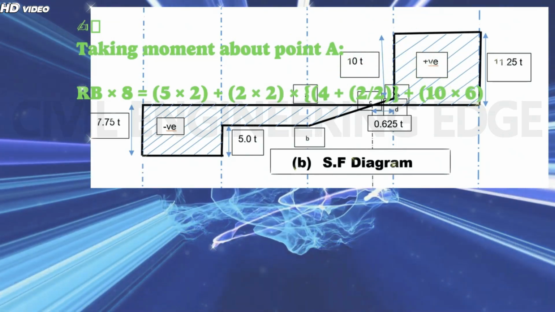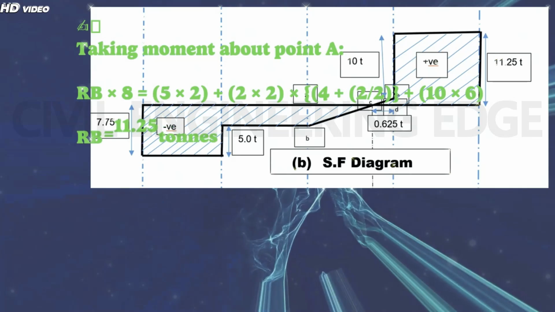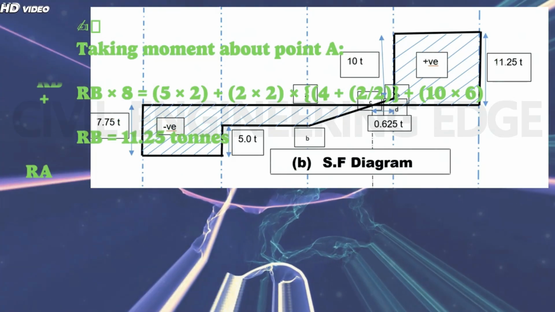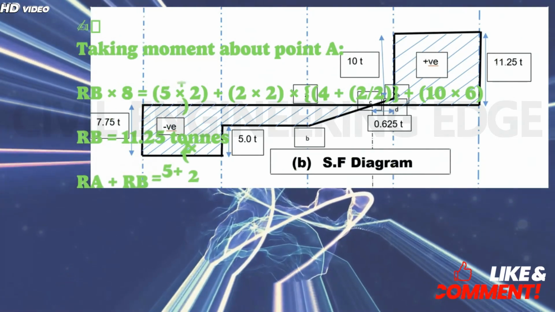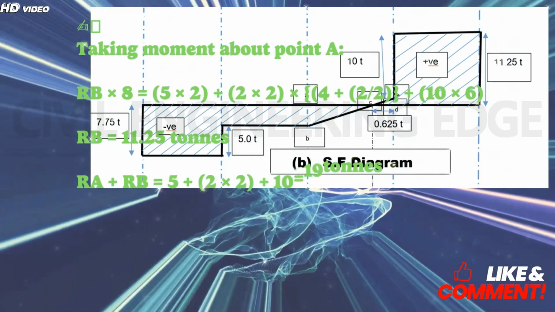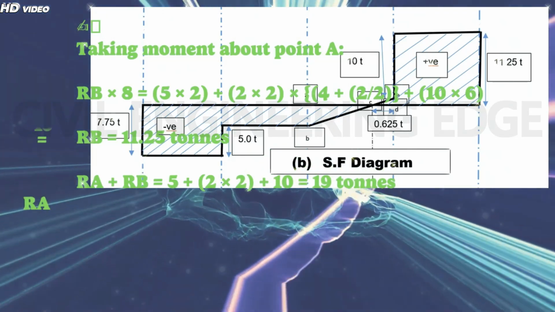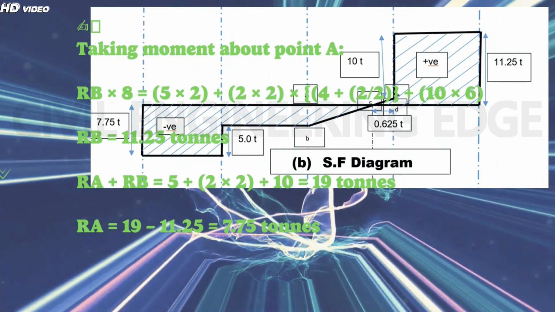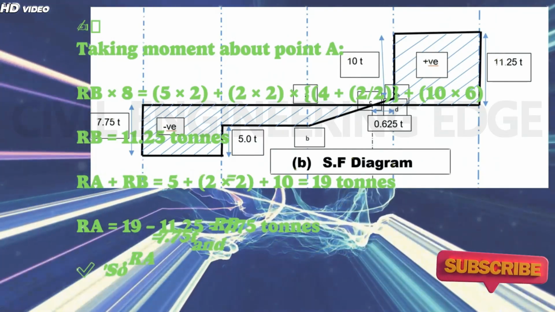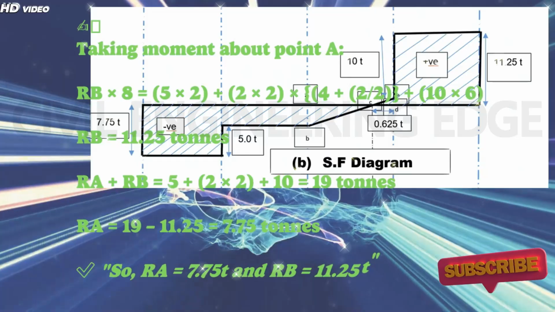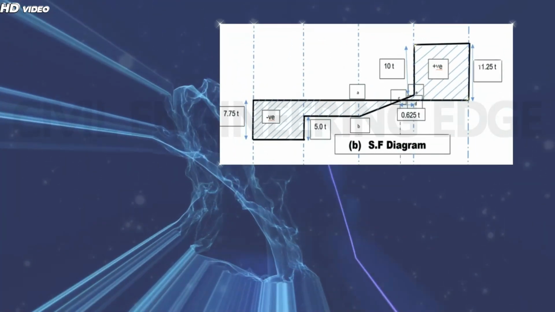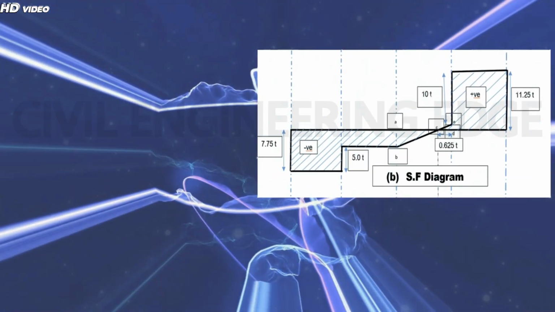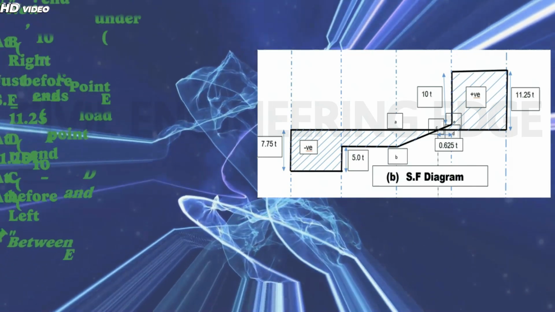RB equals 11.25 tons. RA plus RB equals 5 plus 2 into 2 plus 10, which is equal to 19 tons. RA equals 19 minus 11.25, which is equal to 7.75 tons. So RA equals 7.75 tons and RB equals 11.25 tons.